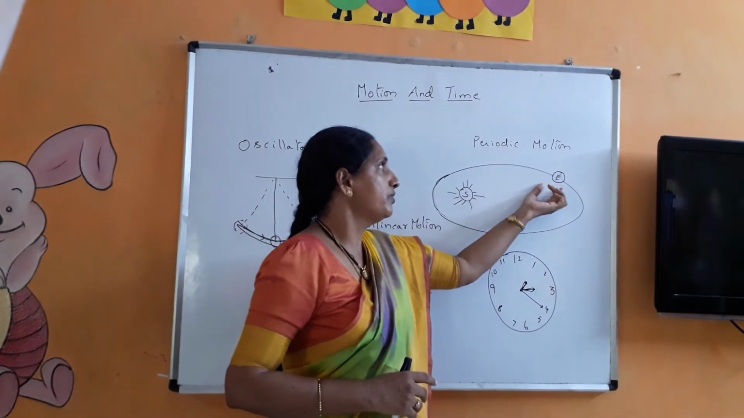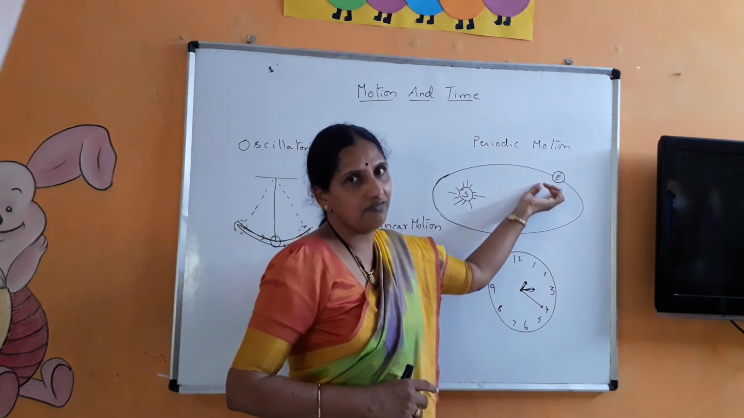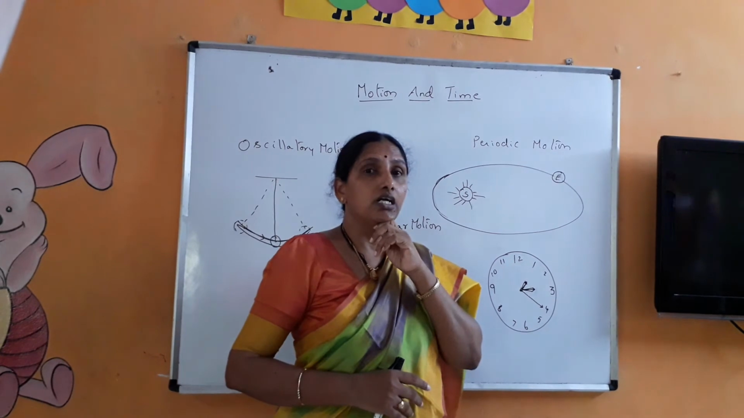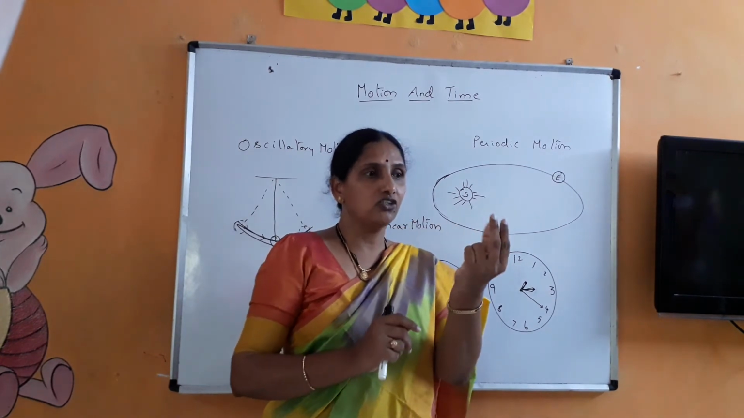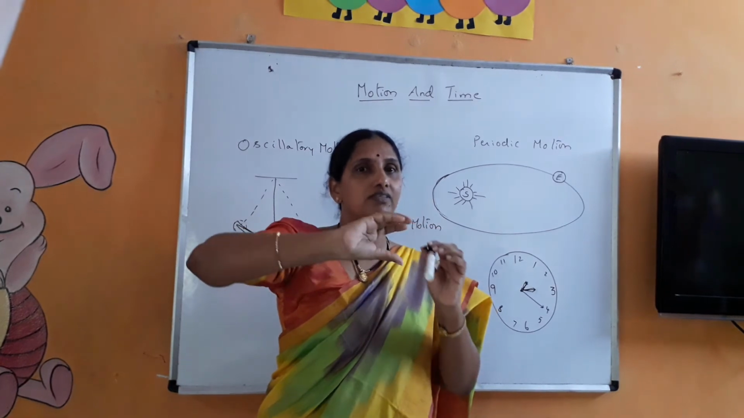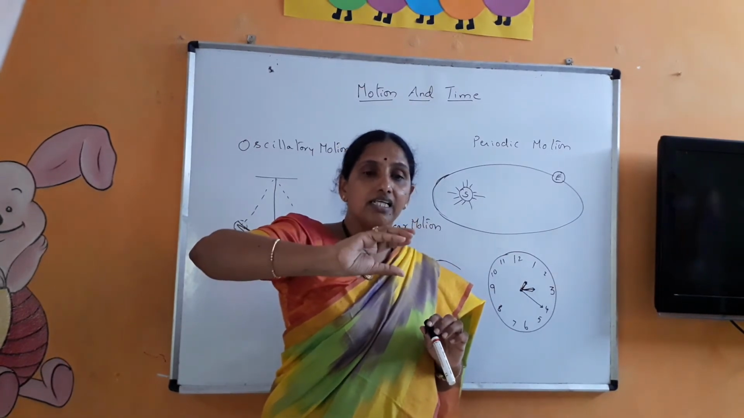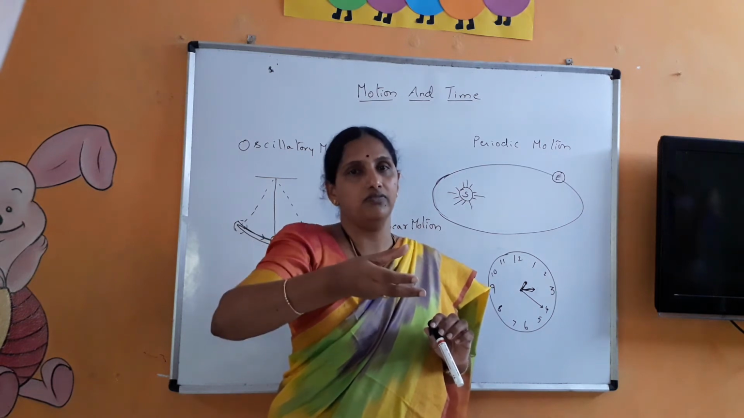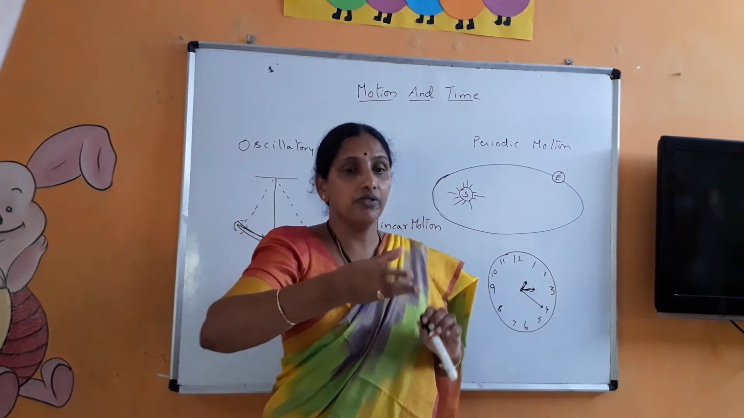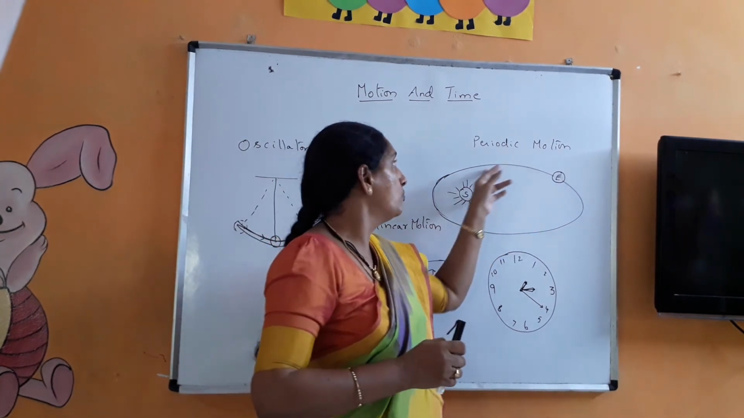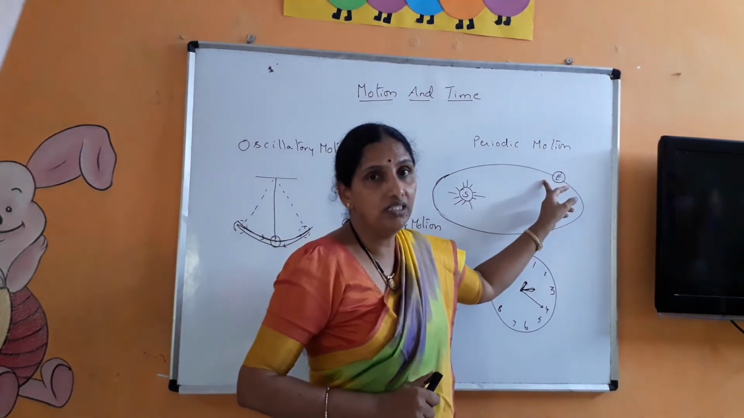What is the period of motion here? 365 days. Now you may ask me, ma'am, then what is 1 day? Yes, Earth also spins about its own axis. That is what we discussed yesterday. It takes 24 hours to move around itself. That is the period of spinning of the Earth. And this is the period of movement of Earth around the sun.